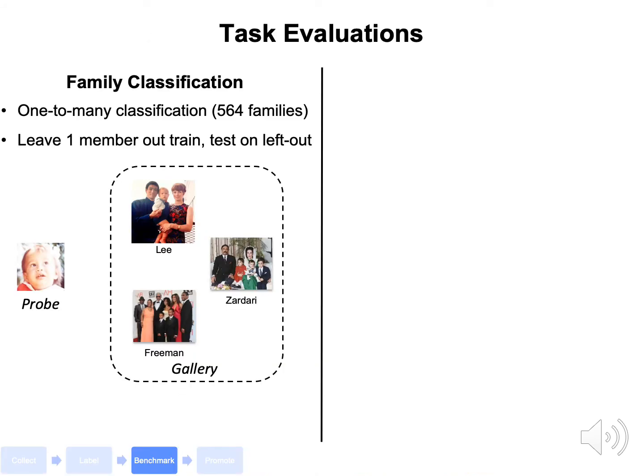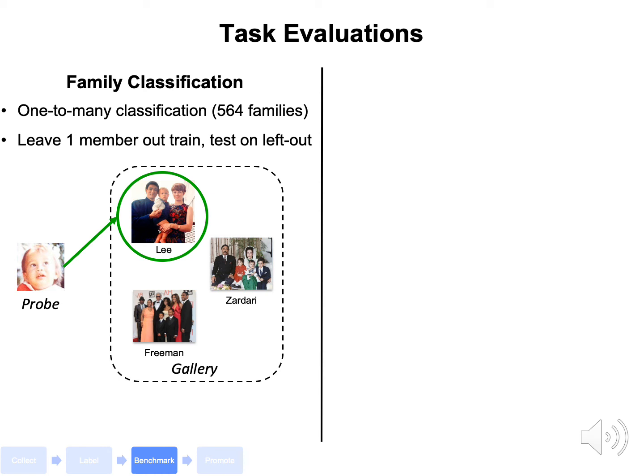So let's take a look at the task evaluations. The first task is family classification, which is a one-to-many classification task. We use 564 families for this, the reason being that we chose the families with at least 6 family members, leave one out, train on the rest, and then test on the one that's left out. In other words, for this member, the probe to the left of the gallery, what family is that probe from? You can see that Shannon is related to Brandon, Bruce, and Linda, and Shannon was unseen until test time. We want to say that she's part of the Lee family. And that's the closed-form one-to-many classification task.